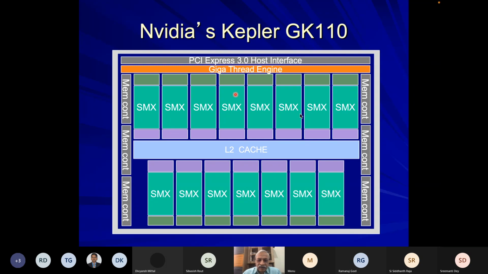So you have several multiprocessors, called SMX, and there is a typical memory hierarchy: L1 cache, L2 cache, and main memory, which is outside this particular device. What you have on the chip are memory controllers. This block here is the one which feeds multiple threads to these multiprocessing units.